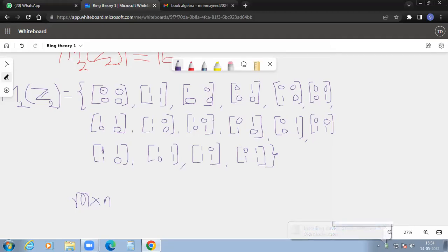So you can see over here that I have the identity matrix. You know better that [[1,0],[0,1]] plays the role of the identity matrix. If I multiply this matrix with any other matrix, my matrix will remain the same. So you got the identity matrix.